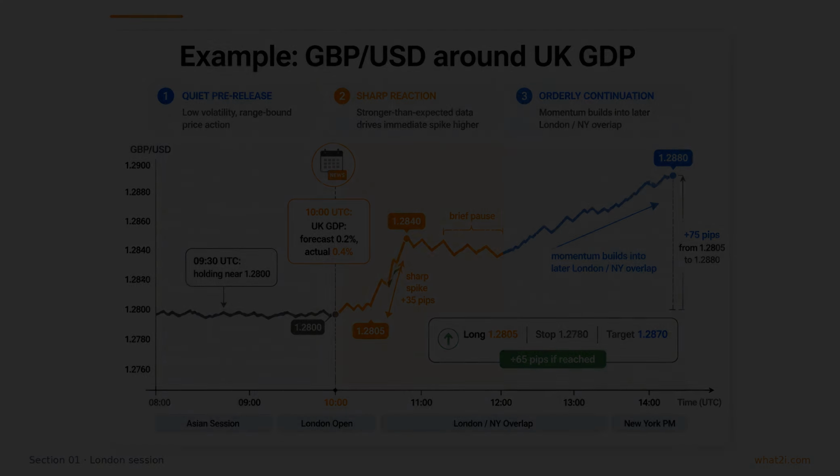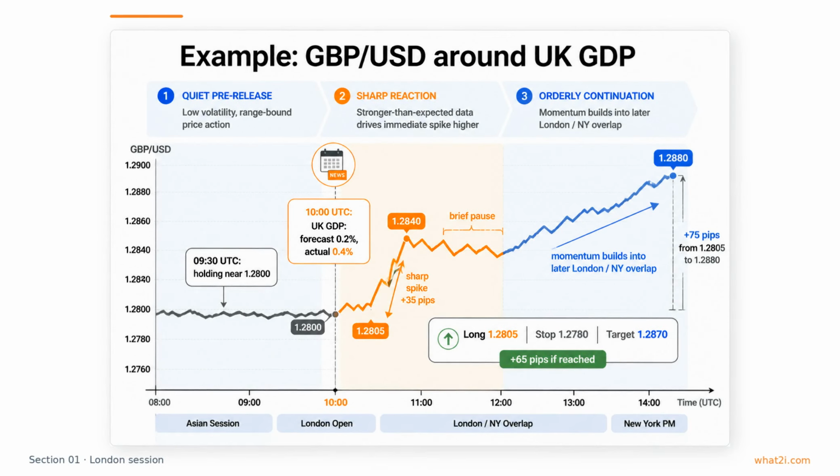in the session. Consider a simple example in GBP/USD around a UK GDP release. Before the data, price is sitting quietly near 1.2828, which tells us the market is waiting rather than committing. Then GDP comes in at 0.4% instead of the 0.2% expected, and that upside surprise quickly strengthens the pound.